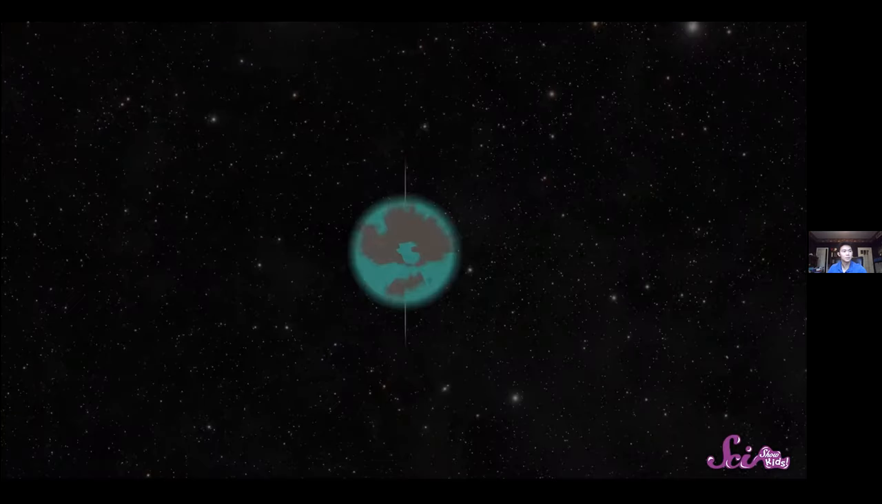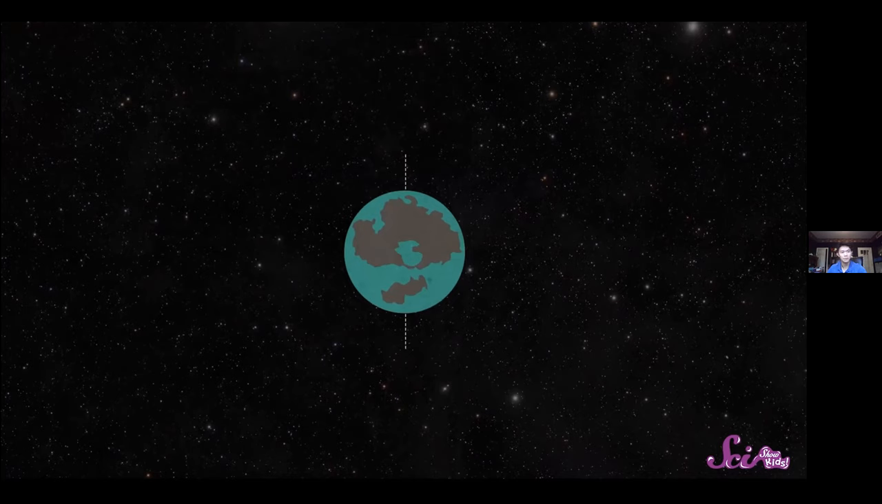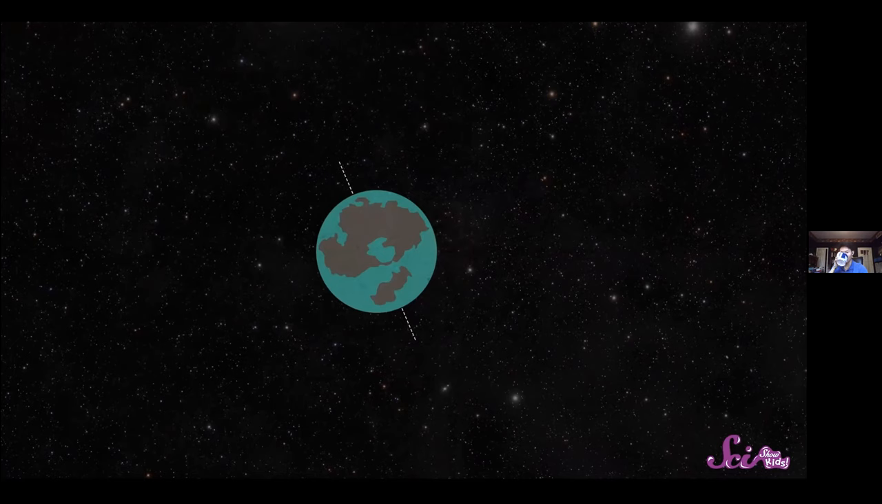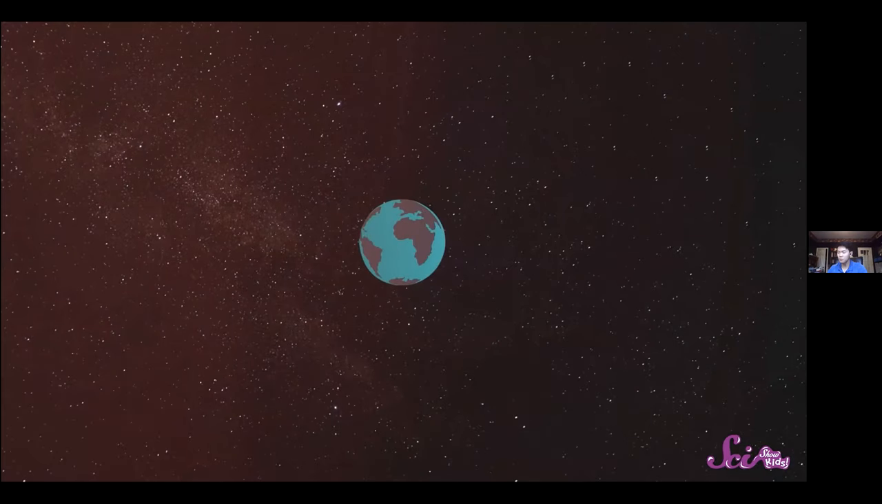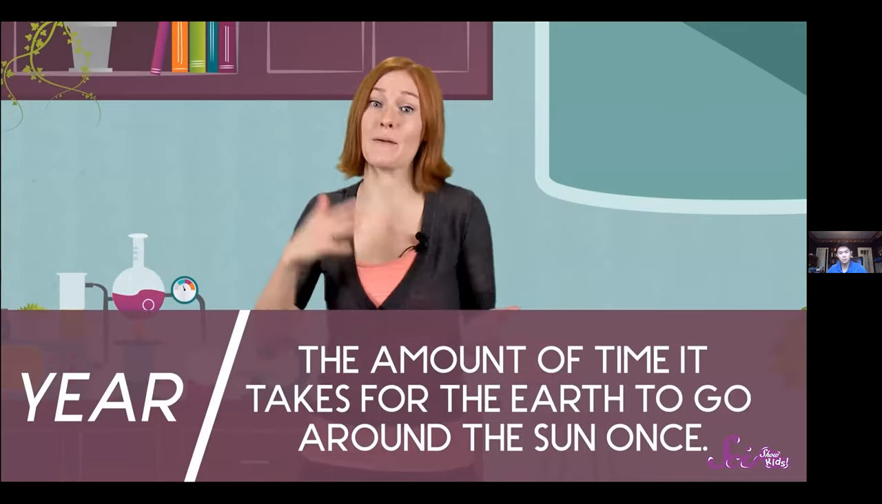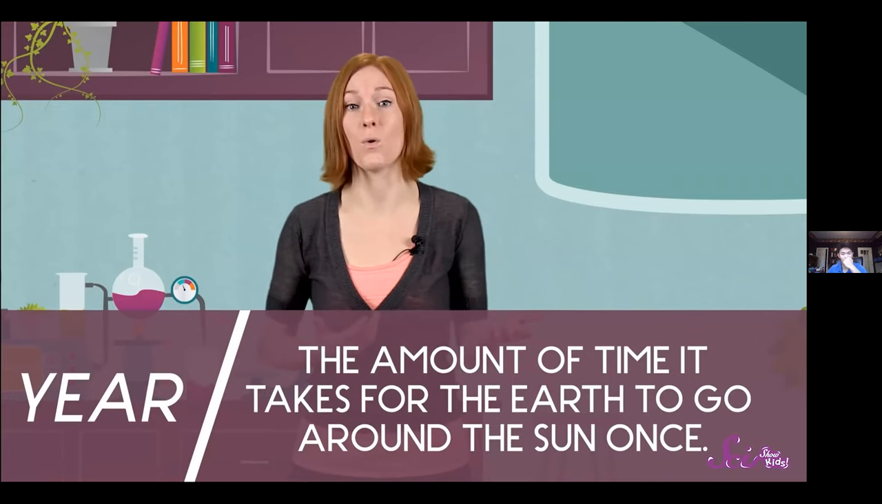Whoa, how'd that happen? A really, really long time ago, billions of years ago, scientists think something big hit the Earth. The impact was so strong that it knocked our planet over a little bit, so now Earth is tilted. And our tilted planet travels around the sun, completing one full trip all the way around every year. I mean, that's what a year is, the time it takes for the Earth to go around the sun once. And depending on where the Earth is in its journey around the sun, our exposure to sunlight changes. That means the seasons change. That's why we have four seasons in one year.